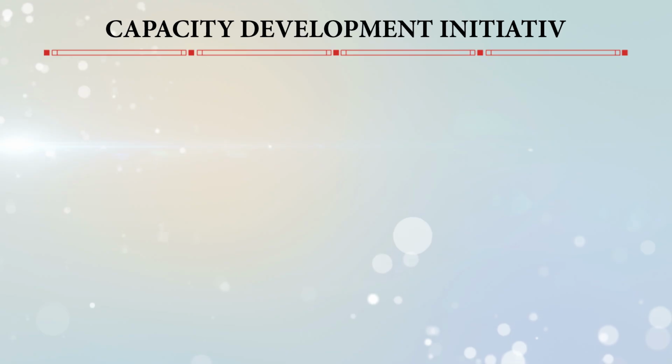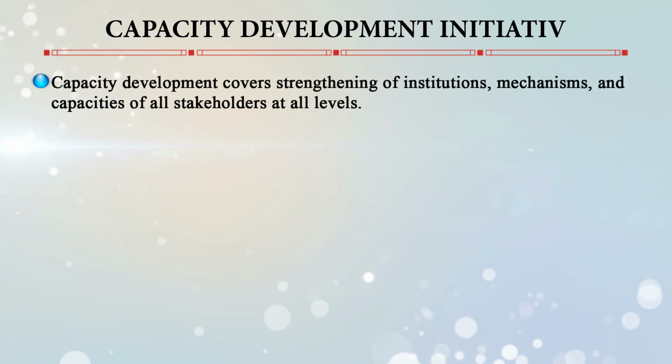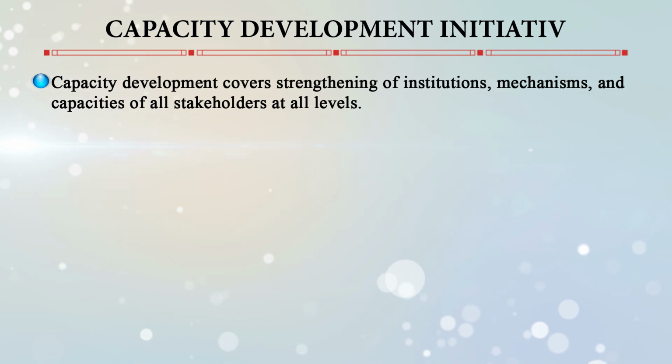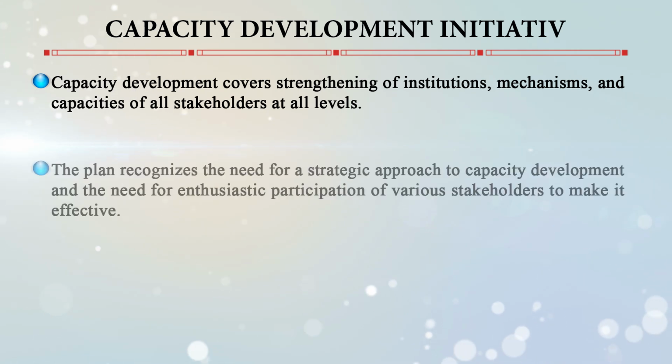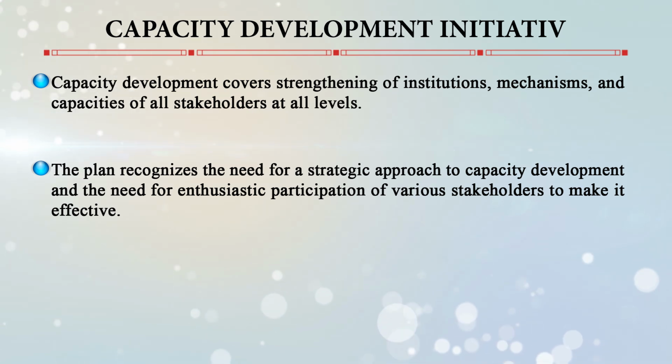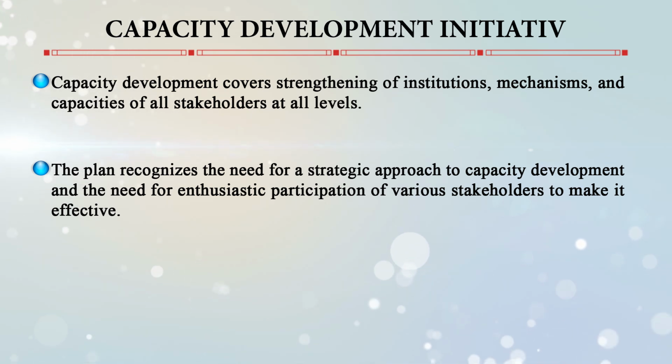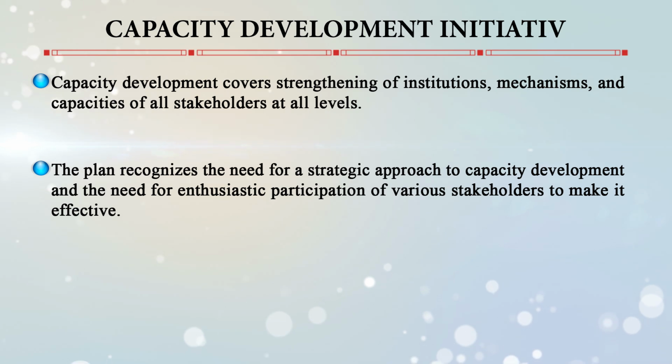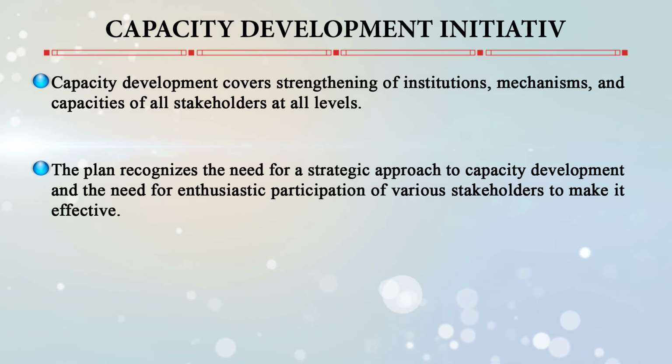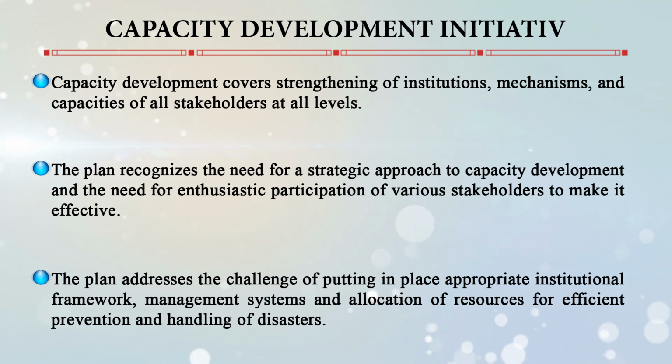Now, how do we define capacity development overall? This covers the strengthening of the institutions, mechanisms and capacities of all stakeholders at all levels. The plan recognizes the need for a strategic approach to capacity development and the need for enthusiastic participation of various stakeholders to make it effective. The plan addresses the challenge of putting in place an appropriate institutional framework, management systems and allocation of resources for efficient prevention and handling of disasters.